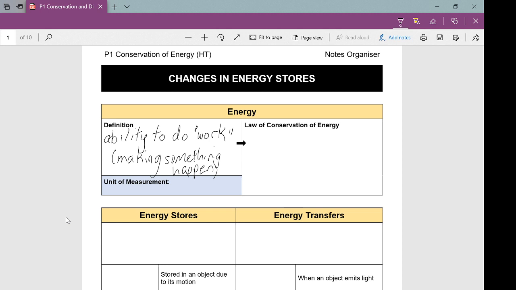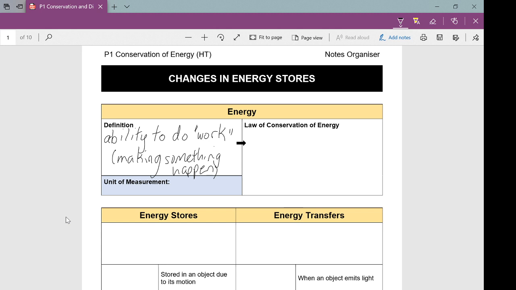Just to recap, basically, energy is the ability to make something happen, to do work. In physics, we have this vague definition because there are many, many different types of energy, such as kinetic energy, gravitational energy. But anytime there's a change happening, whether you're changing something to do with the object, such as its position, its speed, anything like that, there needs to be energy involved to make that happen. And we call that change, that making something happen, work.